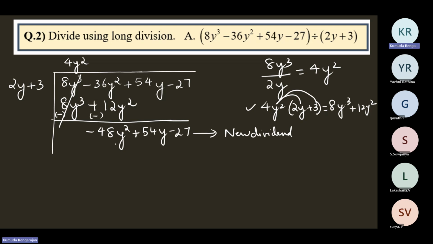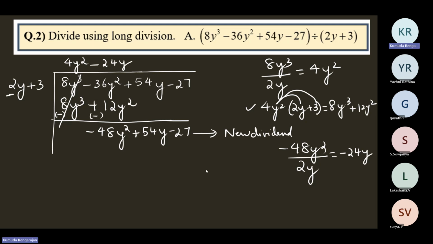Again, take the first term of the new dividend, minus 48y square, and divide this by the first term of the divisor, 2y. We get minus 24y. Minus 24, 48 by 2, 24. Y square by y. Now this is the second term in the quotient.